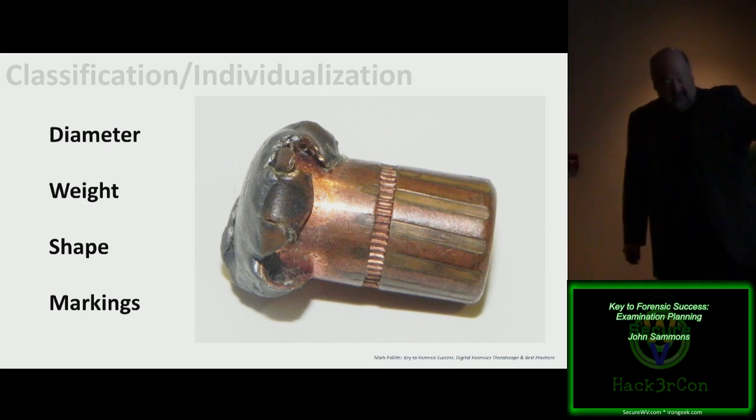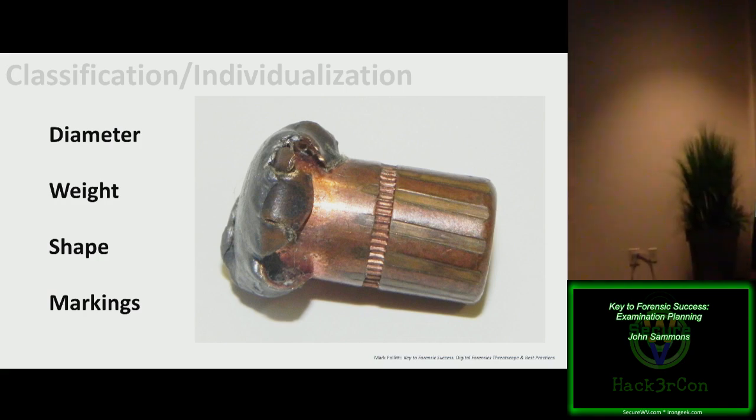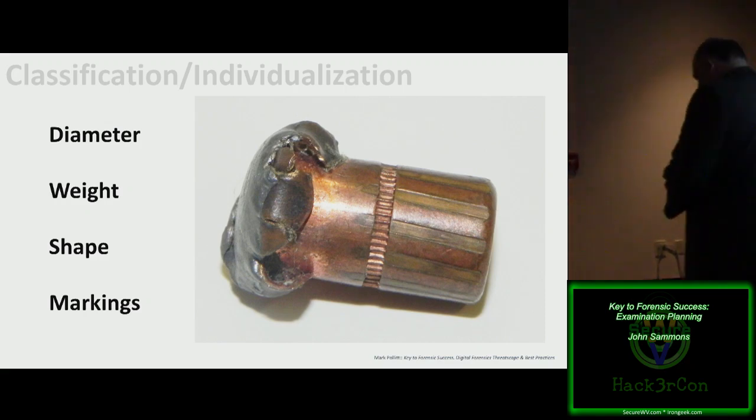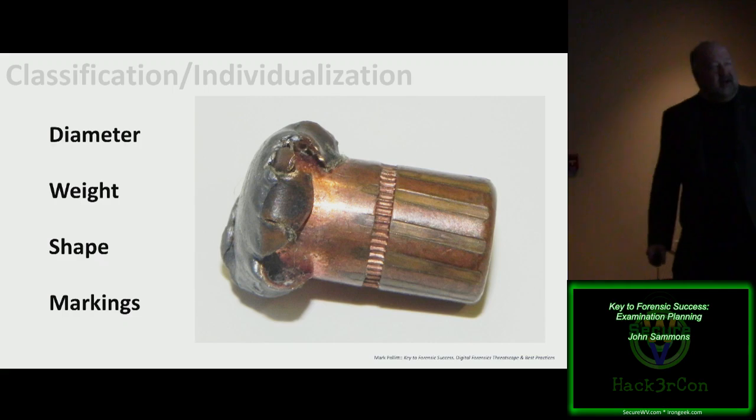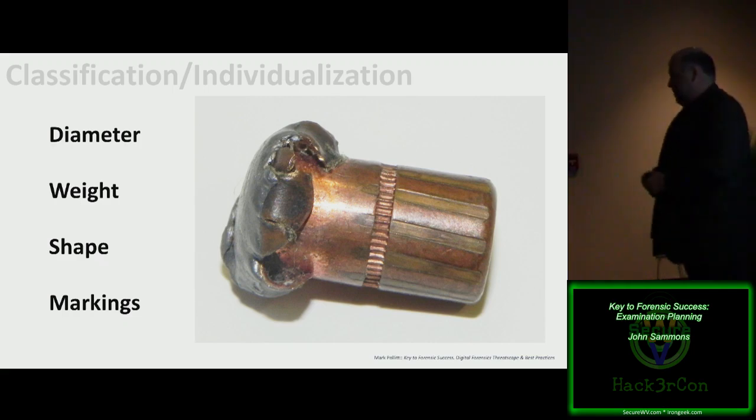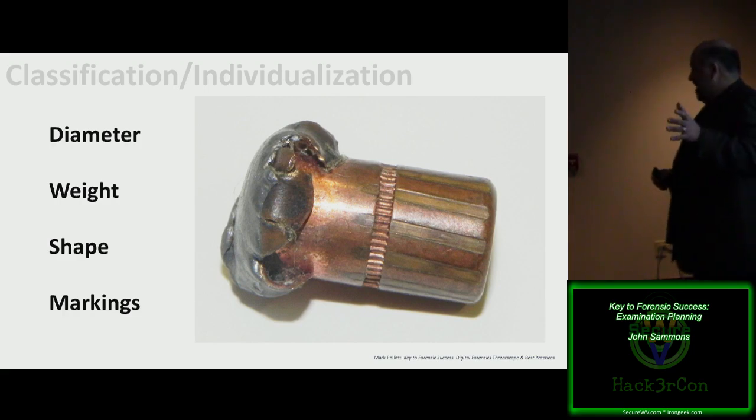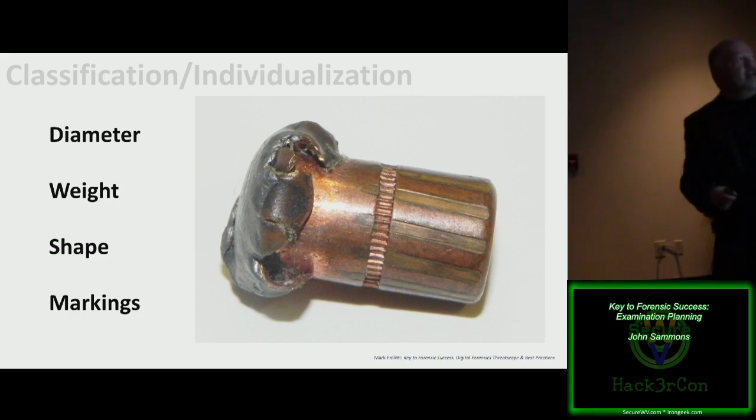It's got some excellent lands and grooves here. We can really use that, and making the comparison on that projectile is not going to be so difficult, right? So what happens if that thing is smashed up, broken, fragmented, and torn apart? How do we then make that classification?